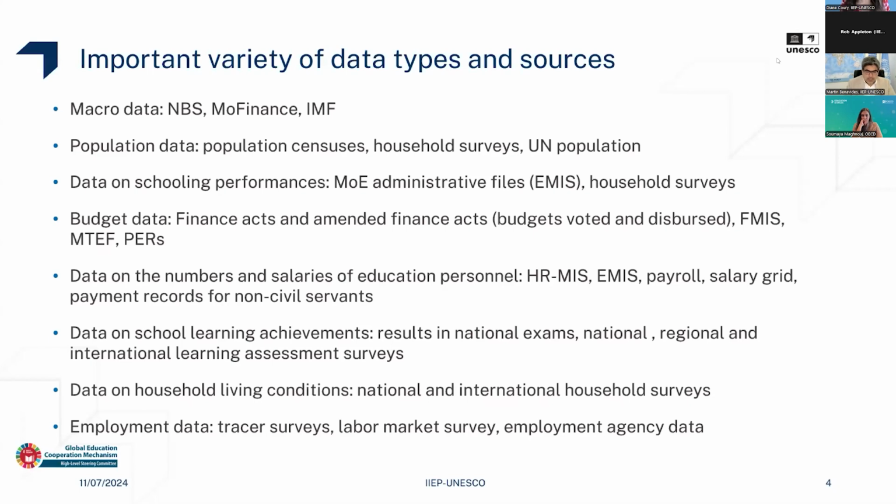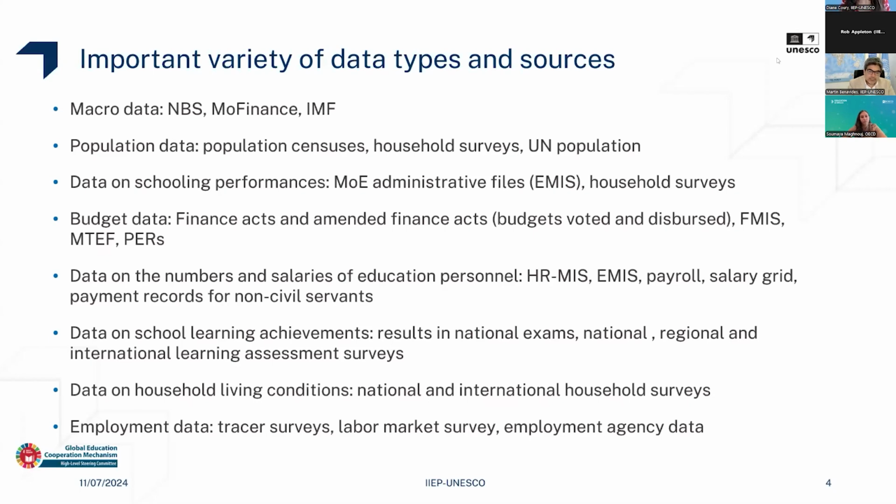You can see on this slide that a lot of sources are used for each of those types of data. For instance, when we assess the macro framework, we will use data from the National Bureau of Statistics. We will also draw data from the Ministry of Finance and from the IMF, the International Monetary Fund. For population data, we usually try to use population projections from censuses, but not only. In many cases, we also rely on household survey data and UN population data.